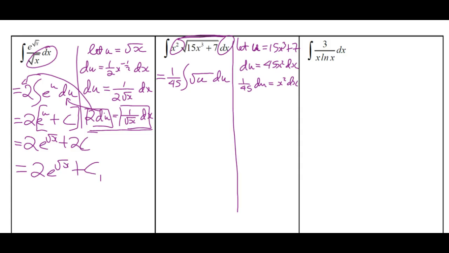Make sense? Did the constant this time. Okay. What's the antiderivative? So this is u to the 1/2, which is going to become what? Well, it's going to be u to the 3/2. We got to get rid of the 3/2. So it's going to be 2/3 u to the 3/2 plus c.